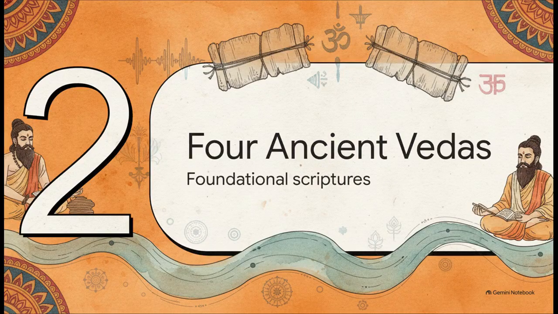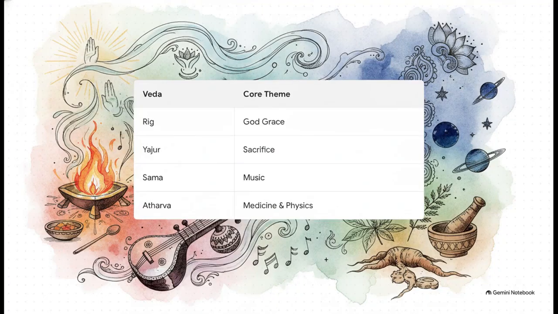Section 2. The four ancient Vedas, the foundational scriptures of Indian literature. We know who they were, but what exactly did they write? Well, let's break down the four distinct Vedas and their core themes. First up is the Rigveda, the oldest of the bunch, which focuses heavily on God's grace and foundational hymns.